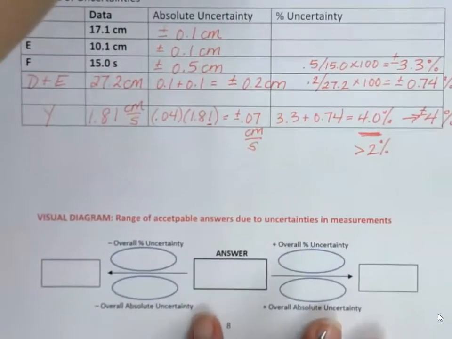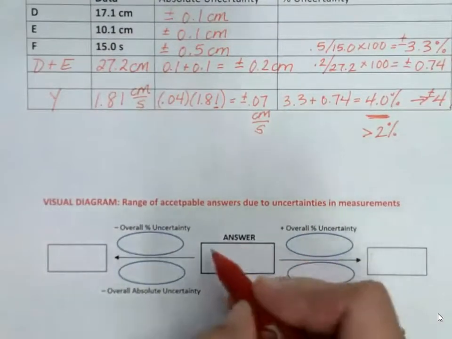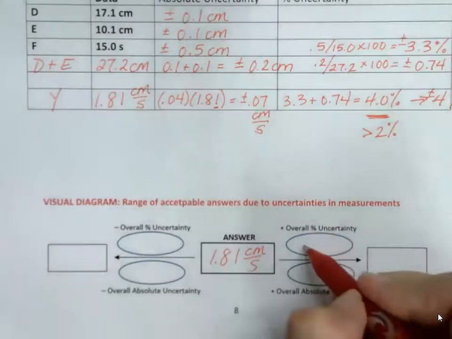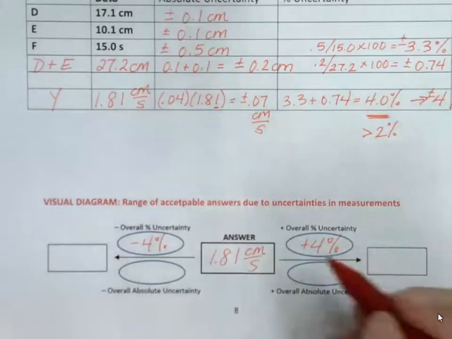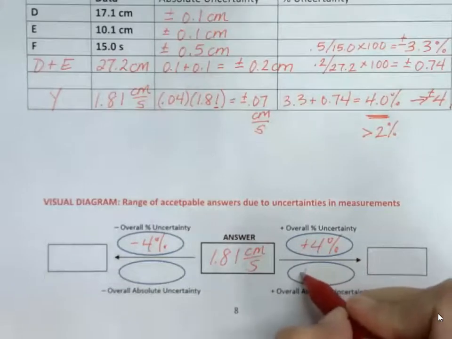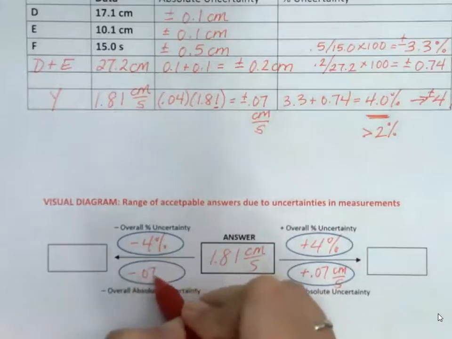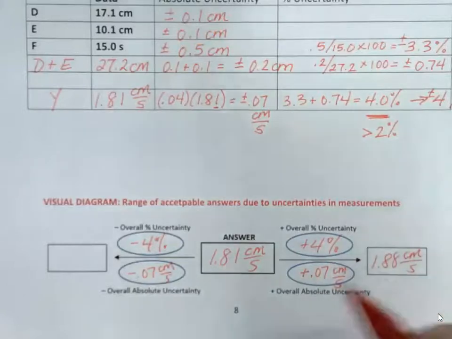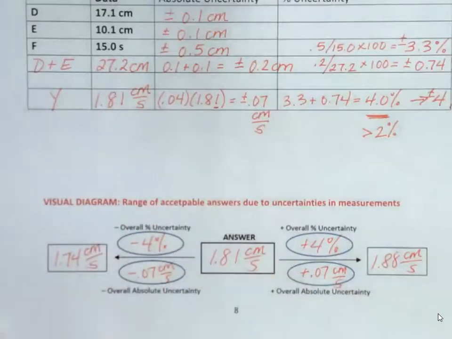So my final step now is just to translate all of this to my diagram. I'm going to put my answer, 1.81 centimeters per second, plus 4%, minus 4%, plus 0.07 centimeters per second, and minus 0.07 centimeters per second. And then I'm going to add and subtract to get my range of uncertainty.